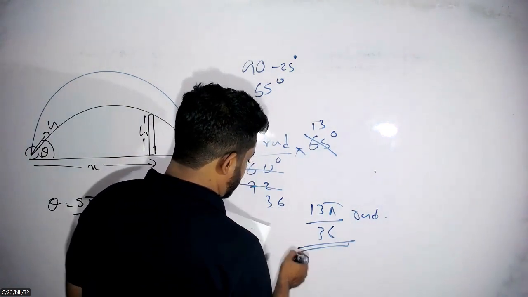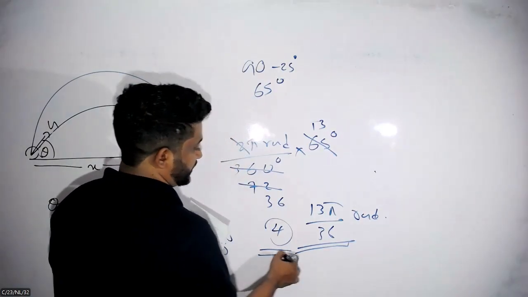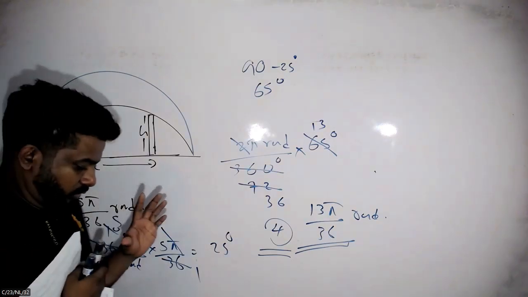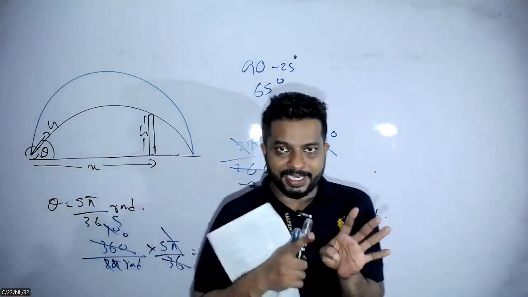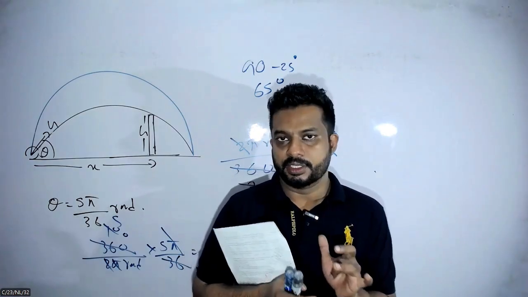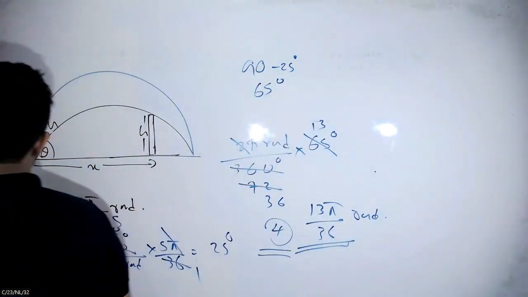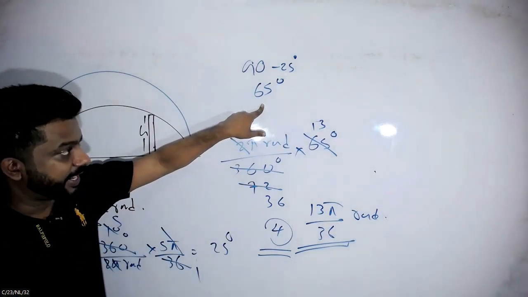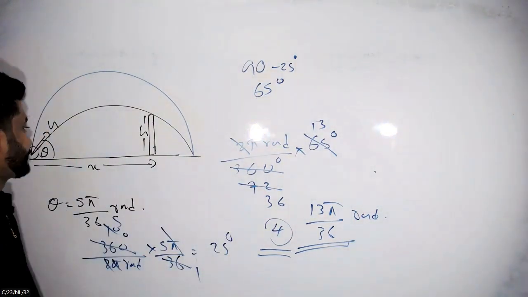13 phi over 36, fourth one. Fourth one is the answer. Right, Pute? Here you need to note two theory points. To obtain the same horizontal displacement for a given initial speed, there are two angles of projection, 25 degree and the other complementary angle, 65 degree.